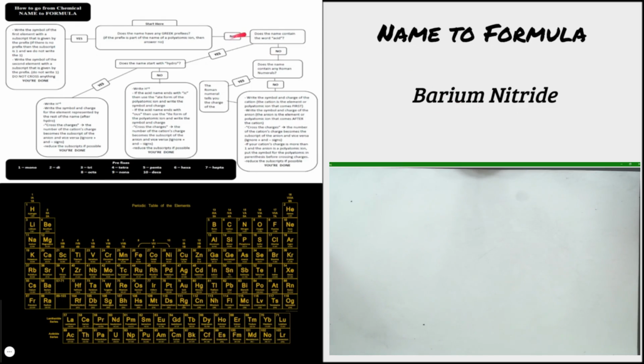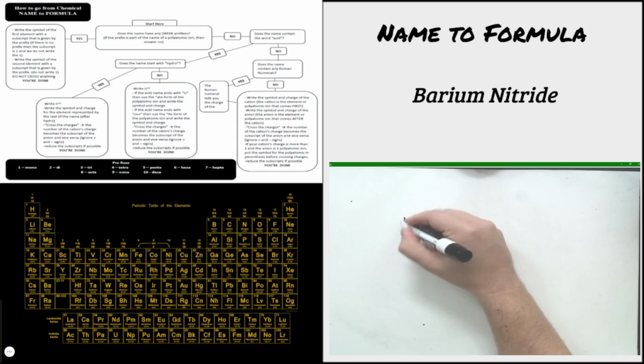So I answer no. Now the next question, does the name contain the word acid? Well, no. Does the name contain any Roman numerals? So I don't see any Roman numerals. So no. So now it tells me what to do. We're going to write the symbol and charge of the cation. The cation is always the first one listed. In IUPAC nomenclature, we always list the positive one first. So the cation is first.